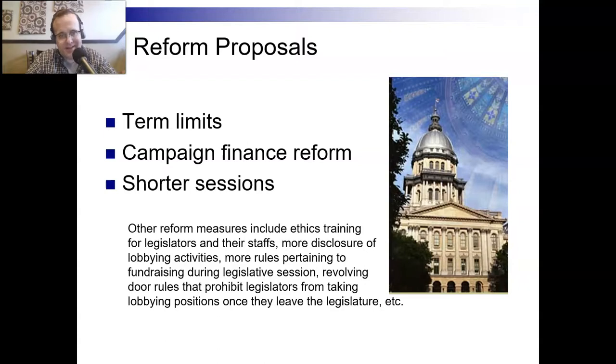Ethics training. I'd like to see our legislature do that. For legislators and their staff, more disclosure of lobbying activities, more rules pertaining to fundraising during the legislative session, revolving door rules that prohibit legislators from taking lobbying positions once they leave the legislature.